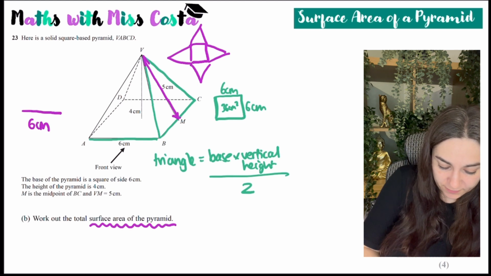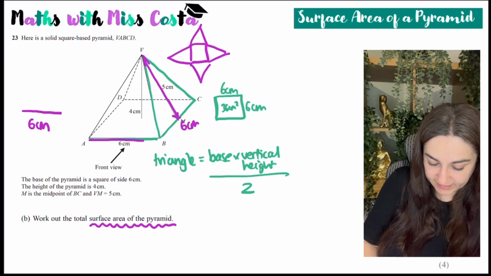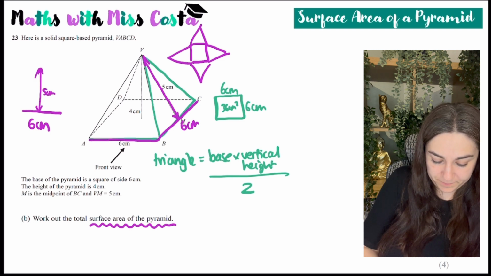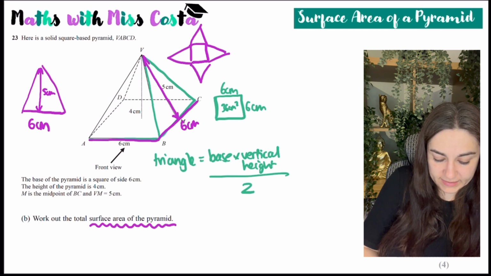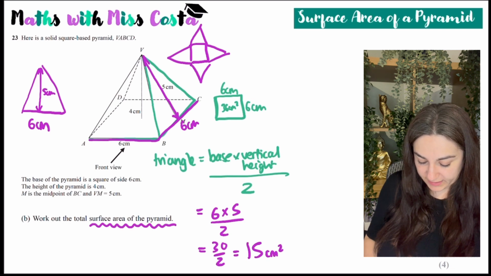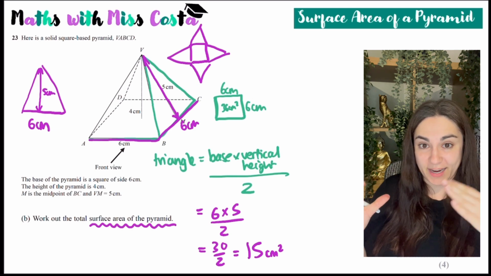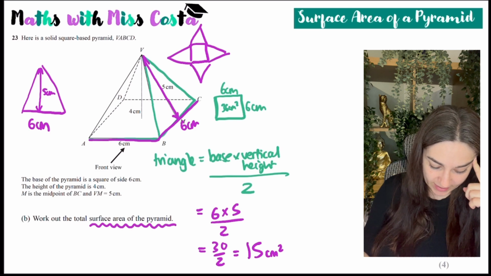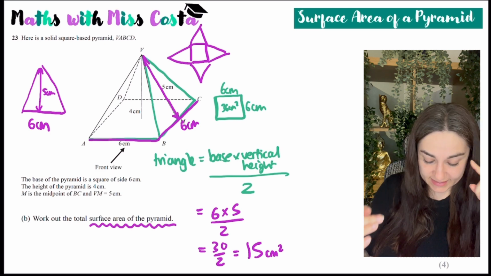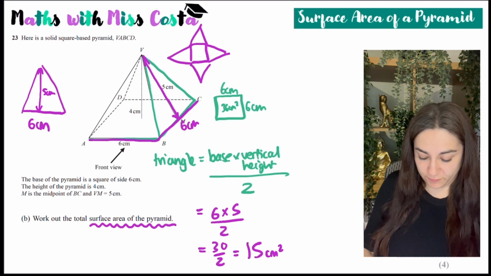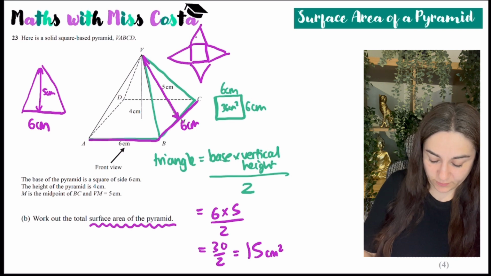So the base of the triangle must be 6 centimeters because it's still my square-based pyramid. And then the height, the vertical height, is 5 centimeters. So for the area of the triangle, I would do 6 times by 5 divided by 2, which is 30 divided by 2, which is 15 centimeters squared. So it's a surface area, which means I need to work out the area of each part. And because it's a square-based pyramid, it means that each face is going to be equal. So I've got 4 equal triangles that are 15 centimeters squared each.